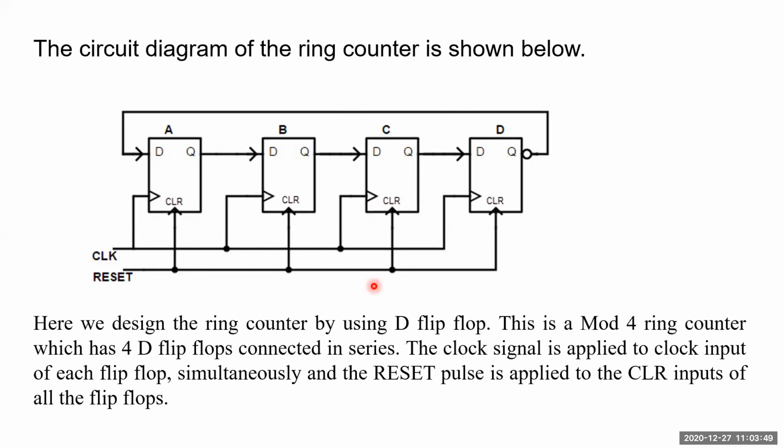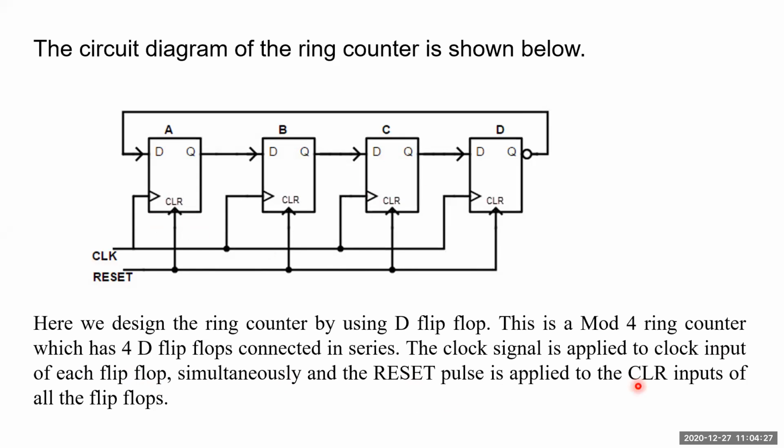And this is a reset button which is used to clear the data, resetting everything to all zeros. Here we design a ring counter by using D flip-flops. This is called a mod 4 ring counter, which has four different D flip-flops connected in series. Since we are working with a 4-bit counter, we are using four D flip-flops. The clock signal is applied to the clock input of each flip-flop simultaneously. Therefore, we call it a synchronous ring counter.